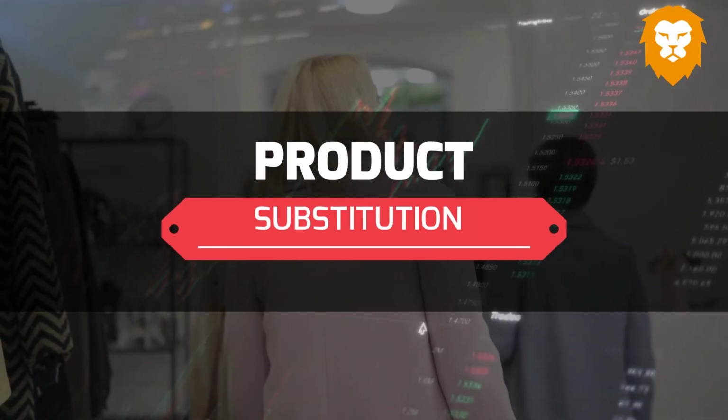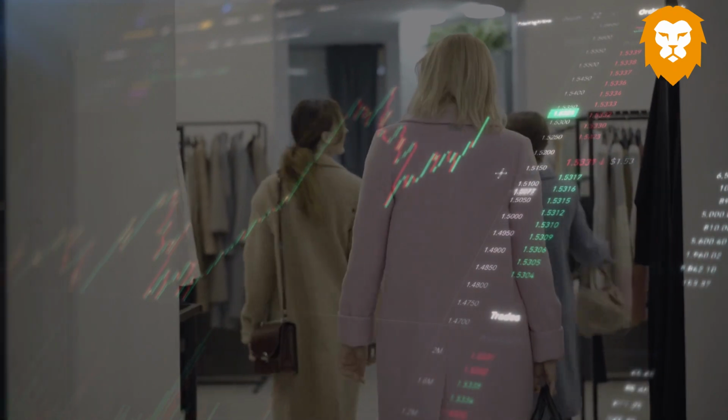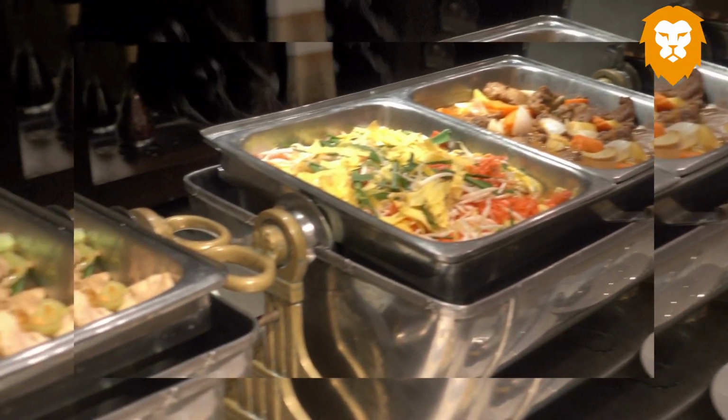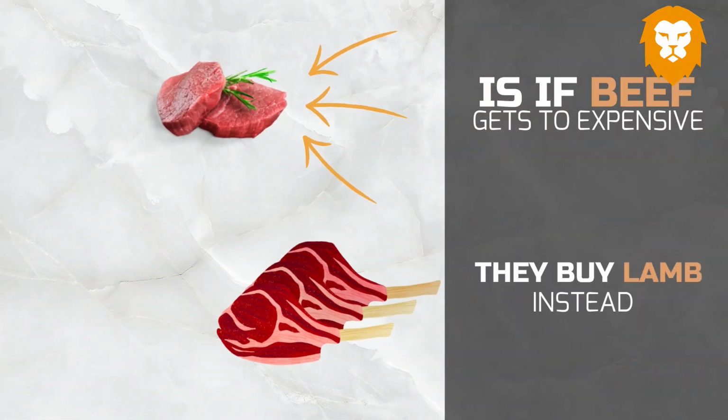Second, product substitution. As goods and services become more pricey, people tend to switch from one caterer to another, from one brand to another too. A good example is if beef gets too expensive, they buy lamb instead. Now CPI overstates on this one as well.